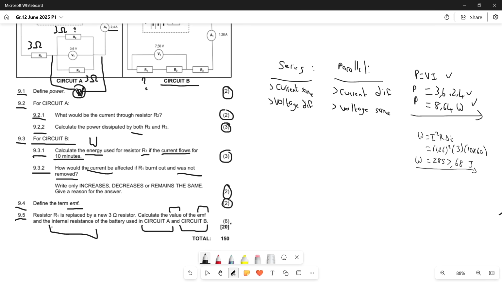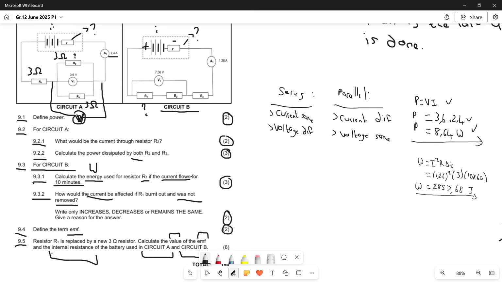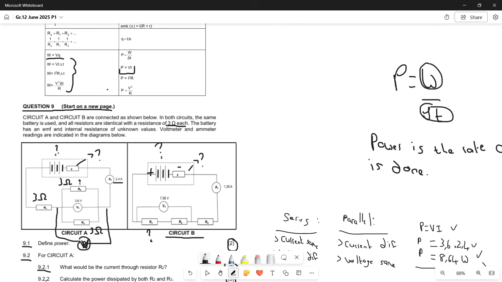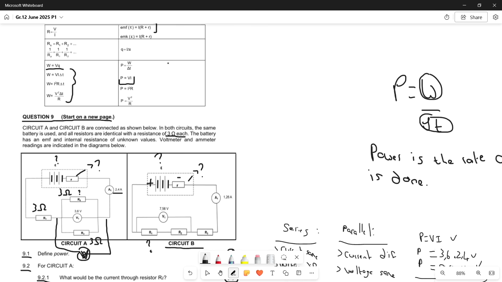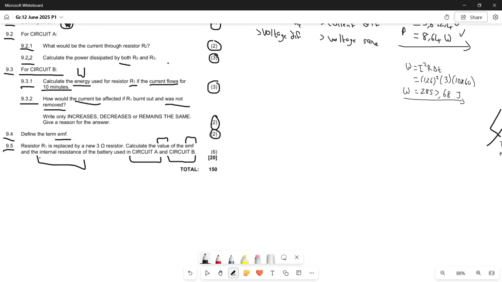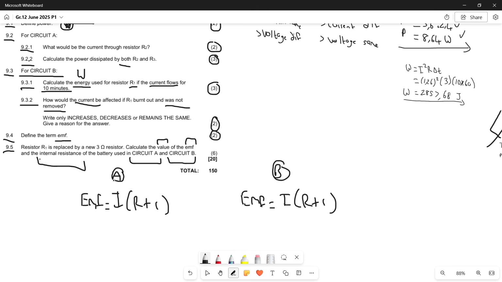So the fact that it is more than 5 marks means it is a simultaneous equation where we are going to equate not the W equals VQ. It's not about that formula. That was just for the definition. We are going to equate 2 different formulas for our EMF equals I bracket external resistance plus internal resistance. And then we can go ahead and solve for them. Okay, so I'm just going to go ahead and write that down twice for us. Cool. And this is the equation for circuit A, and this is the equation for circuit B.